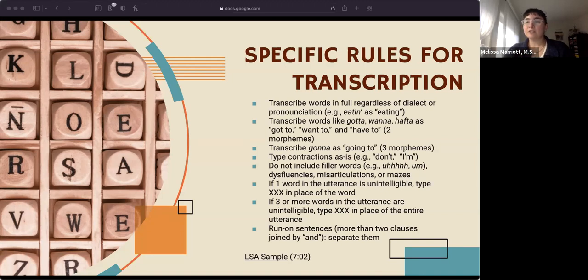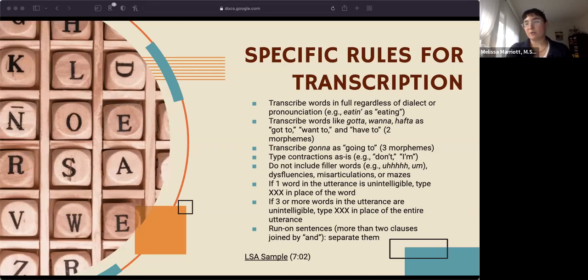Gotta, wanna, have to, and going to, those all get transcribed out as their individual morphemes. So we're counting mean length of utterance in morphemes, which means that we want to have access to each of those individual morphemes, right? So I would type out going to instead of gonna, because I want to make sure that all of those morphemes are reflected, even though it has kind of become its own word over time.